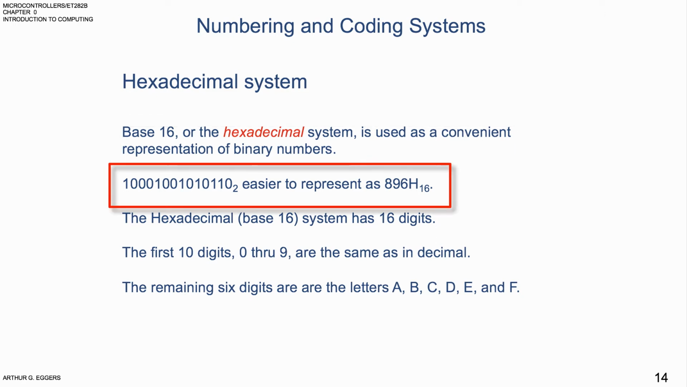For example, it's much easier for us to represent a string of ones and zeros, such as 1 0 0 0 1 0 0 1 0 1 0 1 1 0 of base 2, as its hexadecimal equivalent, which is 896 and the letter H.